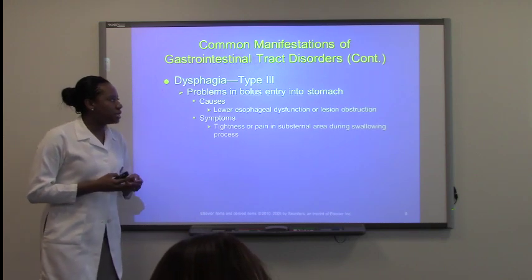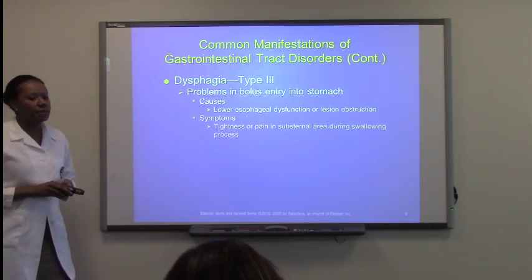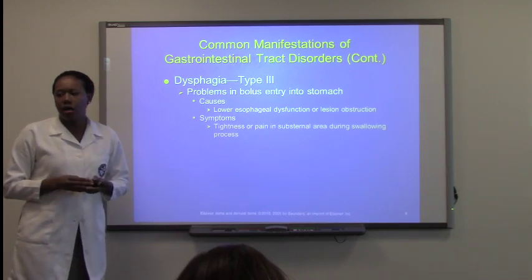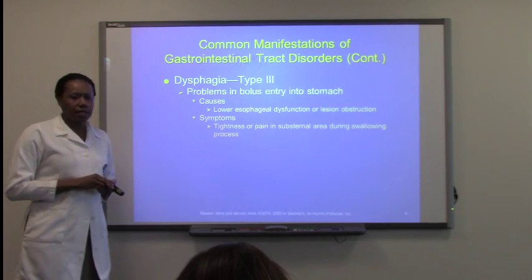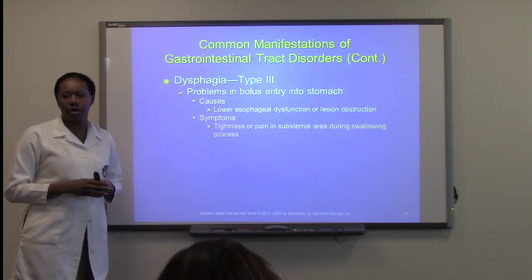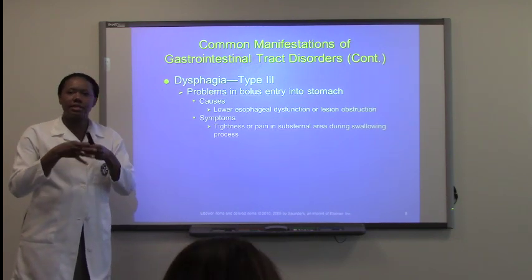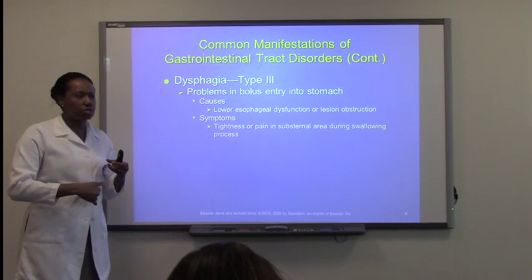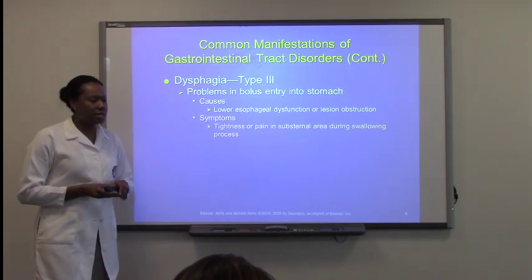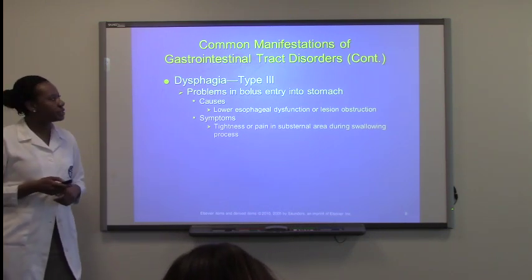Now with type 3, this is the bolus now entering into the stomach. One of the main causes they say here is a lower esophageal dysfunction. We will go over GERD in a lot of detail, but this is different from GERD. In this situation, the lower esophageal sphincter is not opening enough to get the bolus down into the stomach. Okay, so these patients will have a tightness or pain in the substernal area when they're swallowing.